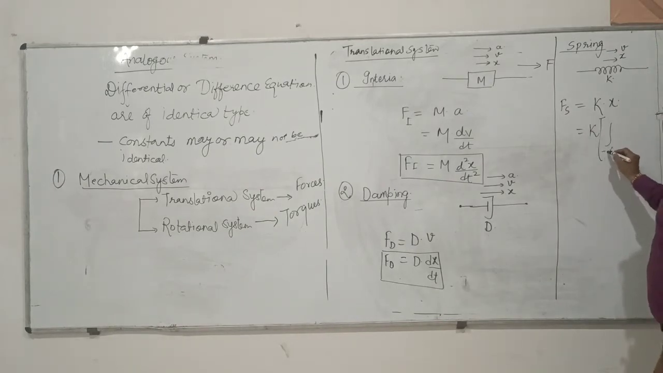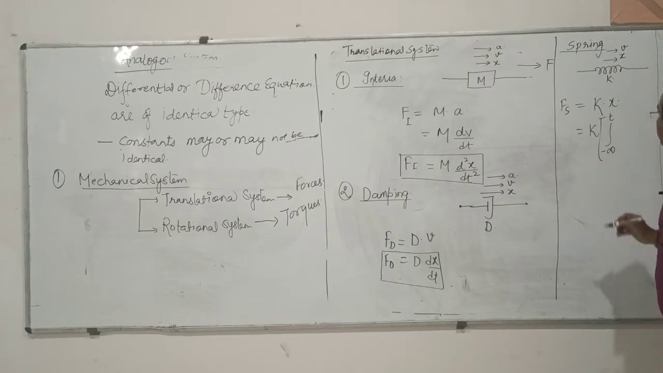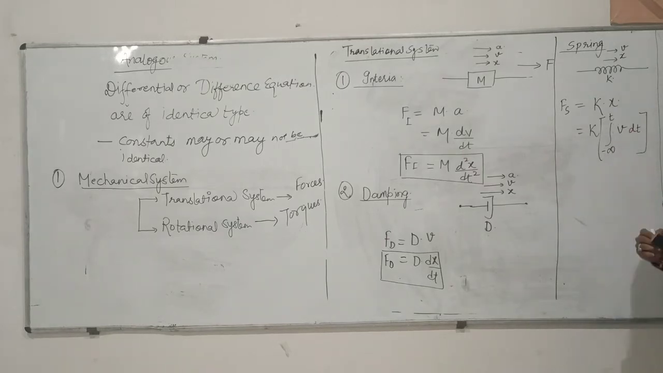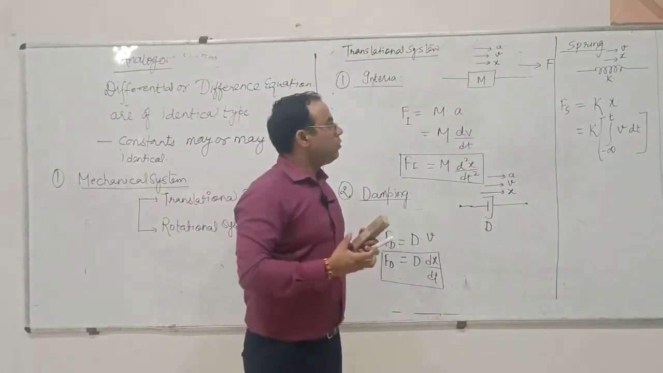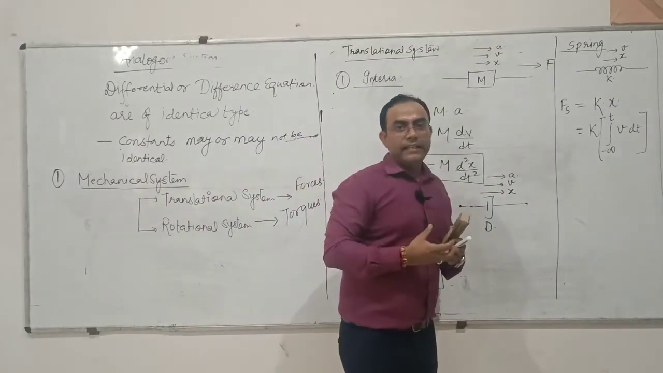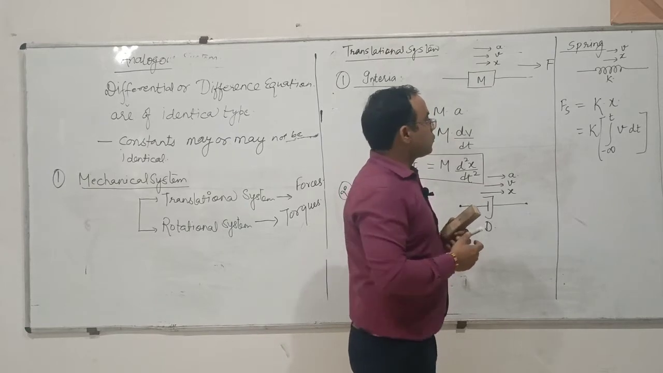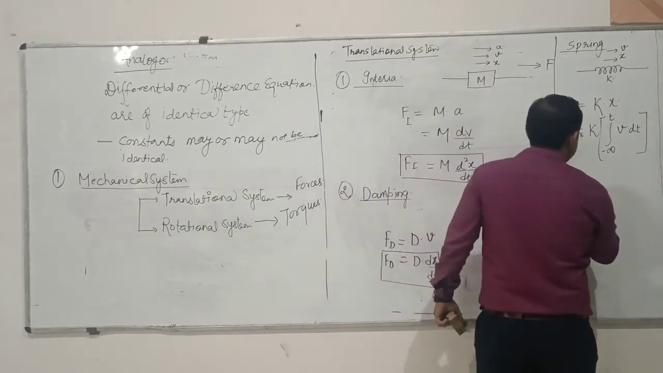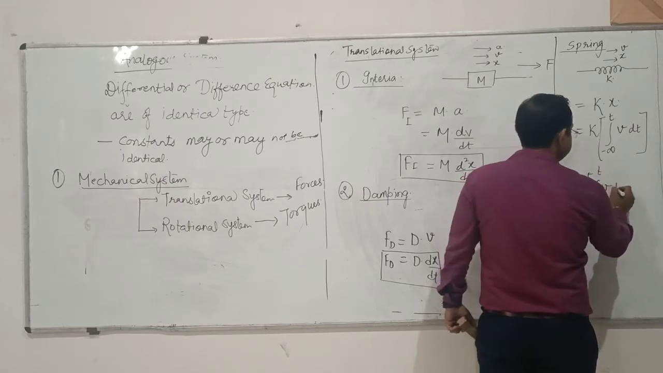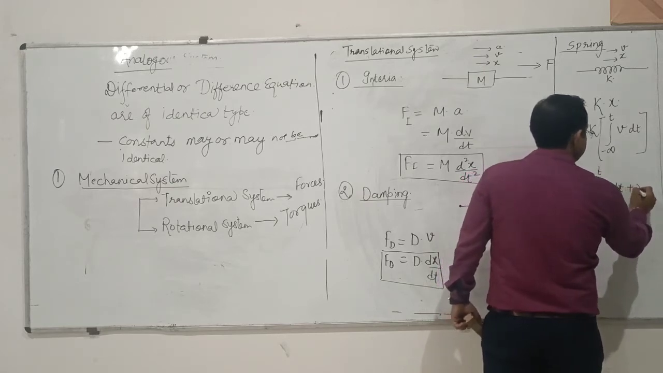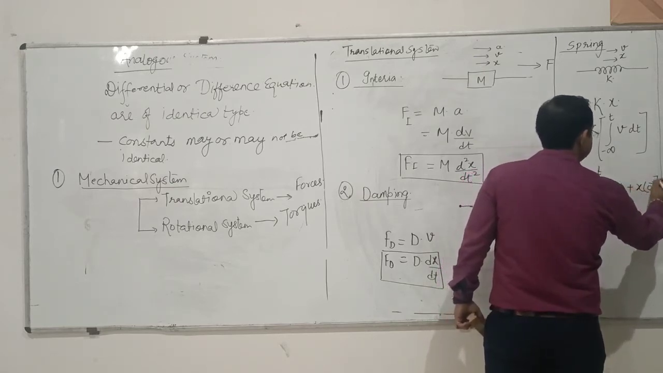k into minus infinite to t into v dt. Here we also take the integration form minus infinite to t, because the spring can also store energy in the form of displacement. So we can write it as k into 0 to t v dt plus x of 0 minus.